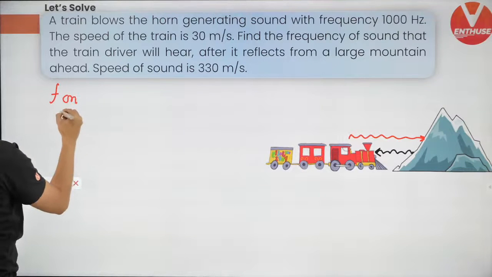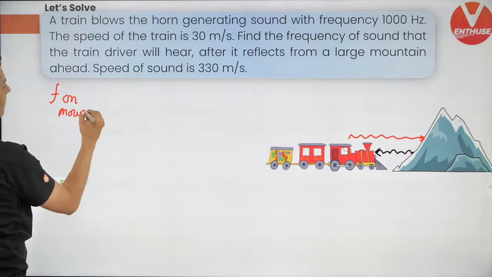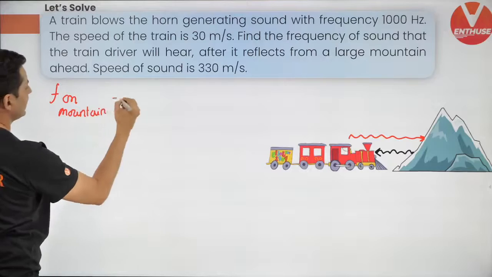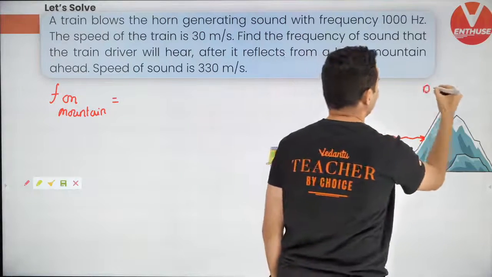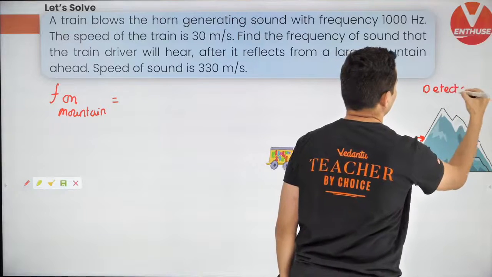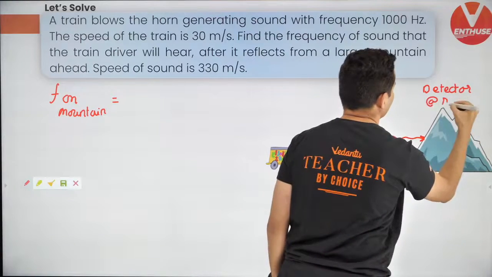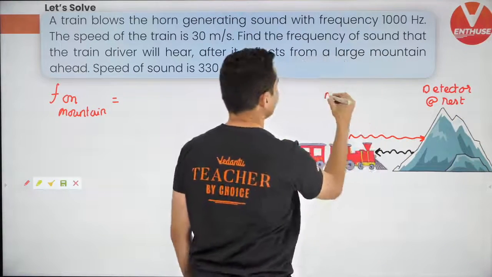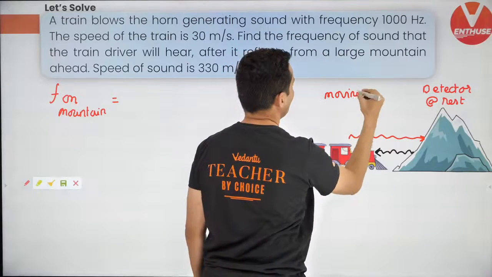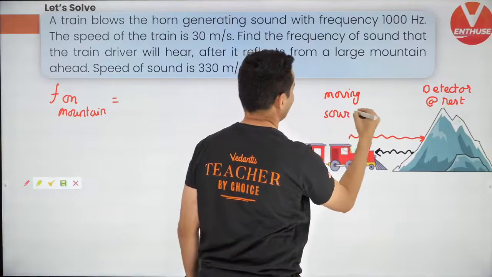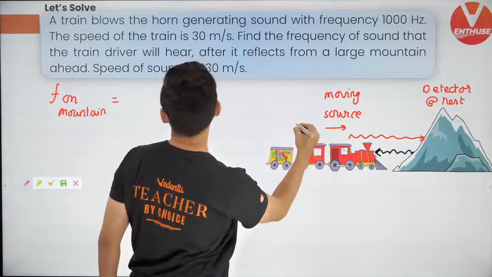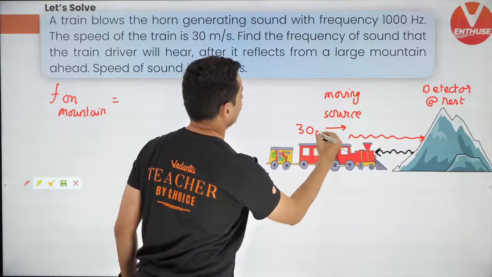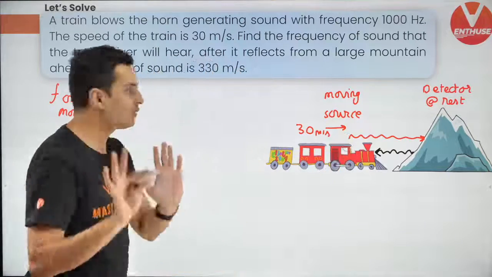Frequency on the mountain or the reflecting surface: treat it like a detector at rest, and this is basically a moving source, a moving source like this with a speed of 30 meters per second. Now you'll be able to solve the problem.